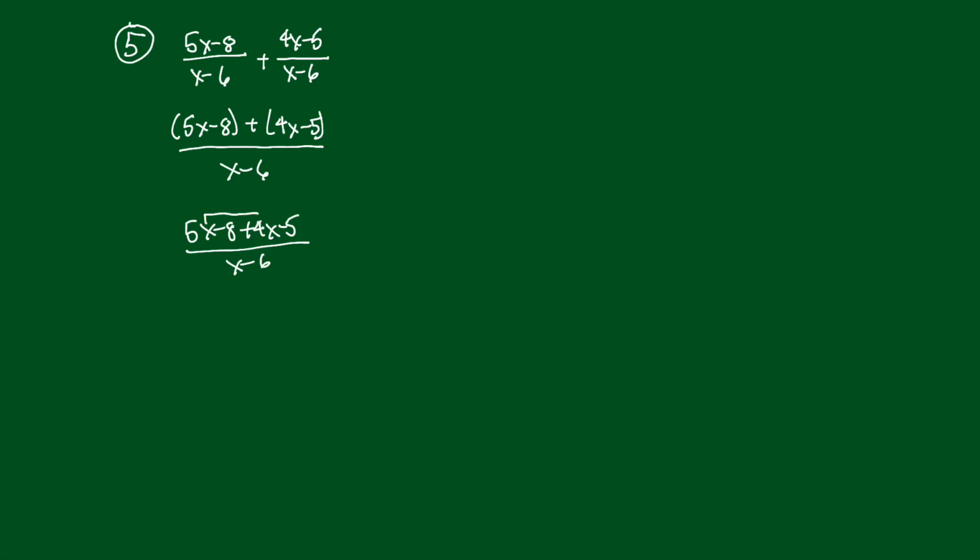Now, 5x and 4x is 9x. Negative 8 minus 5 is negative 13. So how about 9x minus 13 over x minus 6? And nothing's going to factor here. So I think we've got it. So this is a simplified form of this. And you can imagine if this was a set of computing instructions, right, here's a set of computing instructions. This one over here is much more efficient.